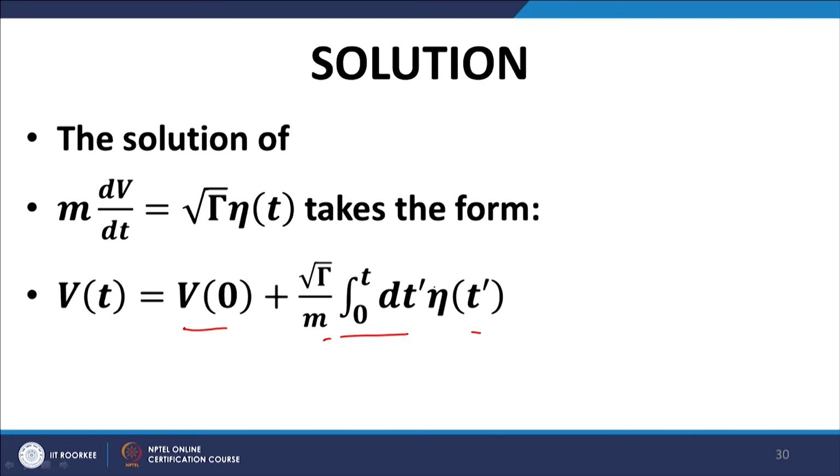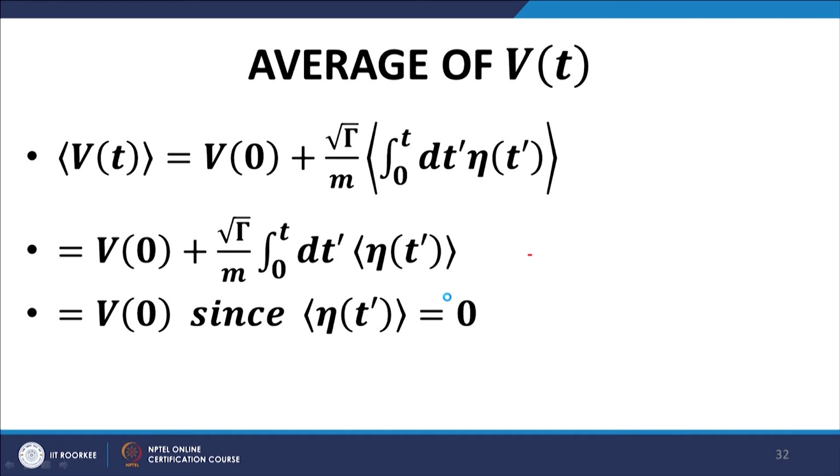Now, when you take the average, as we have done just now in the previous case, when you take the average over eta t dash, this average vanishes. In other words, when I work out the average of the square of V(t), the average of the cross term will vanish, will be 0. And therefore, we have two terms: one is V square of 0, the square of the initial velocity, and the second term is gamma upon m square of the noise twice over.